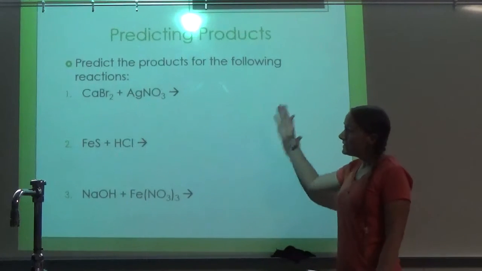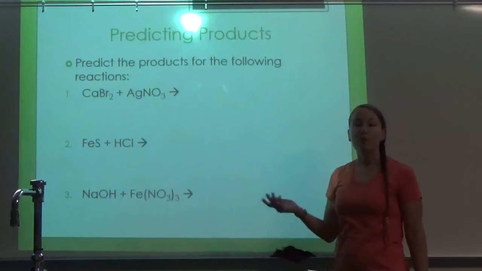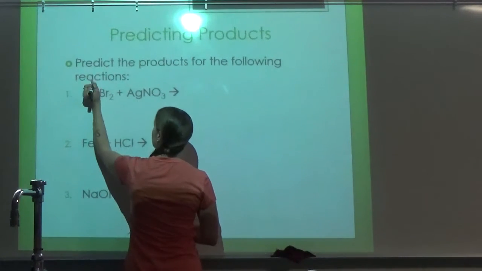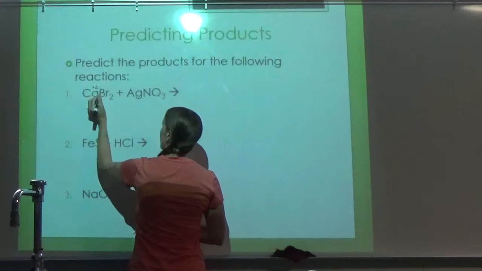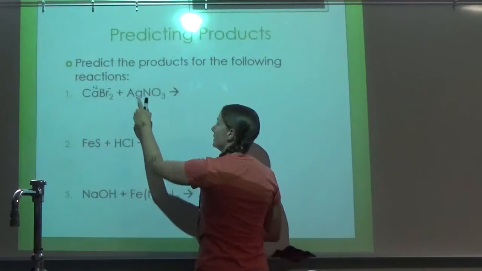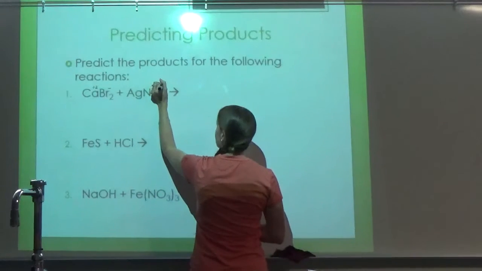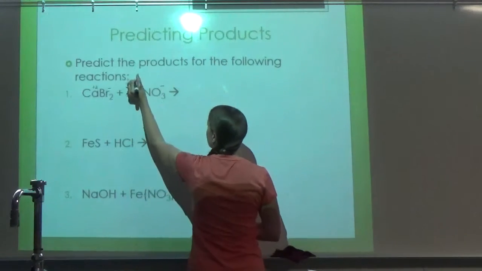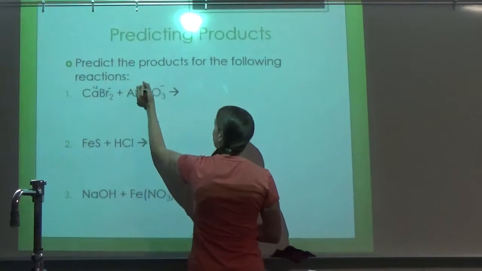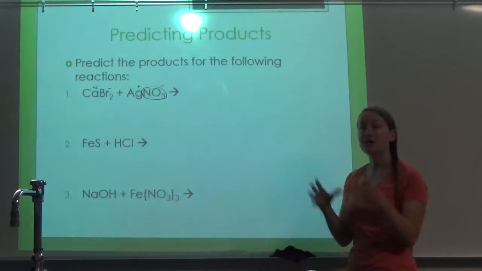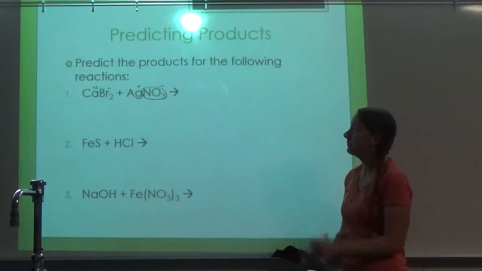Alright, so on this type, I would again recommend writing your charges first. Okay, so calcium is in group 2, so it's positive 2. Bromine has a -1. Silver is transition, but if you look at a polyatomic ion sheet, NO3 is -1, so silver has to be a positive 1. All right, I'm just going to circle my polyatomic ion so I remember that I need that 3.